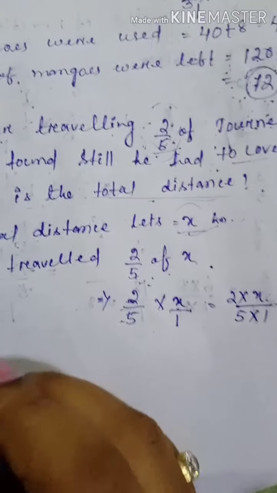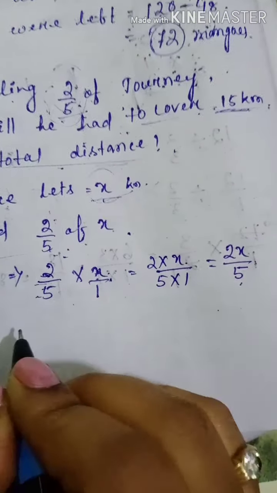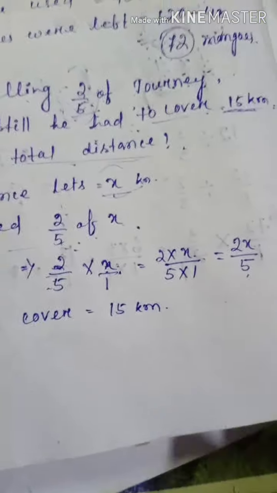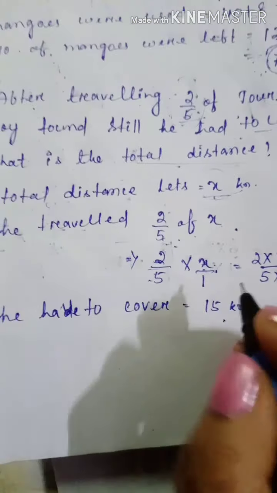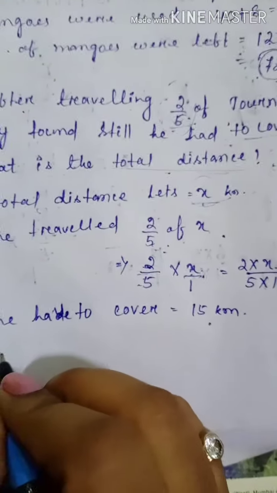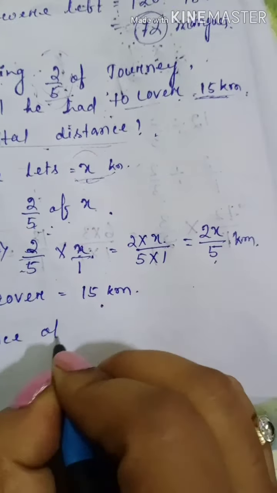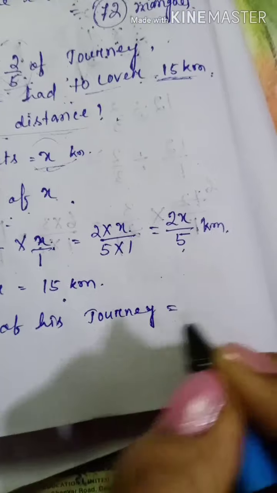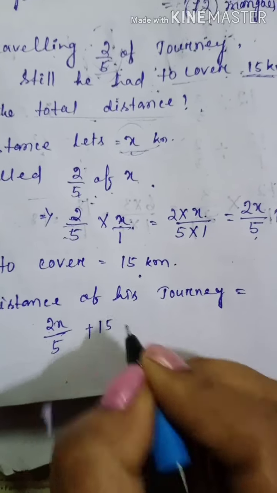Next, what he has to cover is equal to 15 kilometers. Clear students? Means one is already covered, one is to be covered. If we add both, then we get the total amount of distance. So see, the total distance of his journey is equal to 2x by 5 plus 15. Clear?